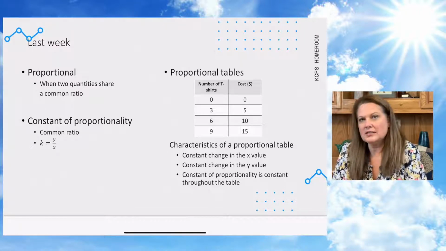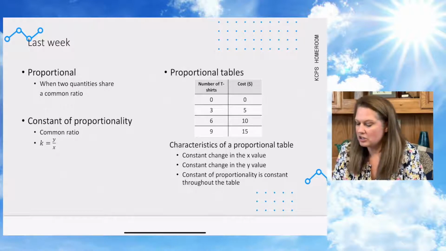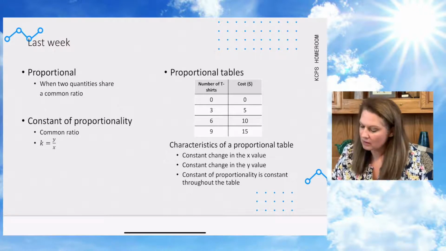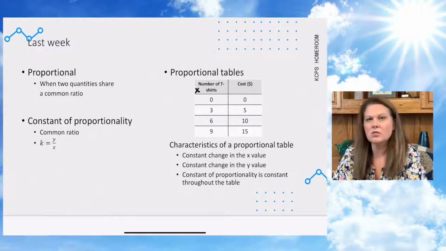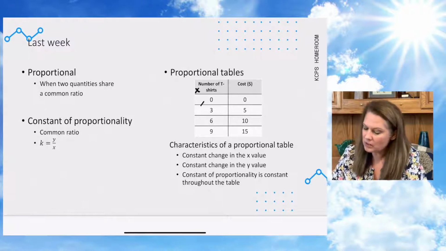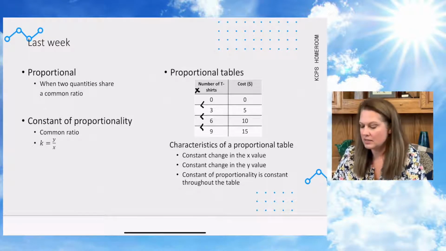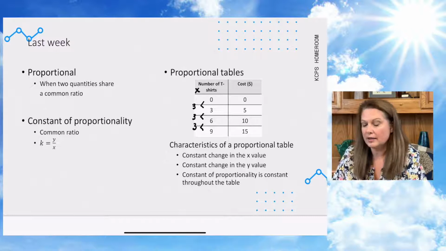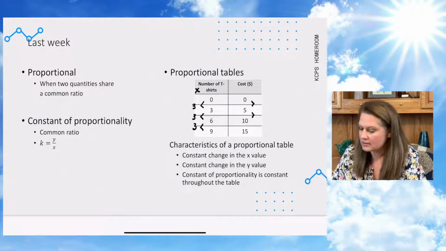In the table, as you can see, this is a proportional table and it shares some common characteristics. The first is the change in x is going to be constant. Now, the left-hand side of your table is going to be your x value. And if you notice, each of the quantities in the x column differs by 3. So we would say that this has a constant change of 3. The second characteristic is the constant change in y. And in this table, as you can see, the constant change in y is 5.